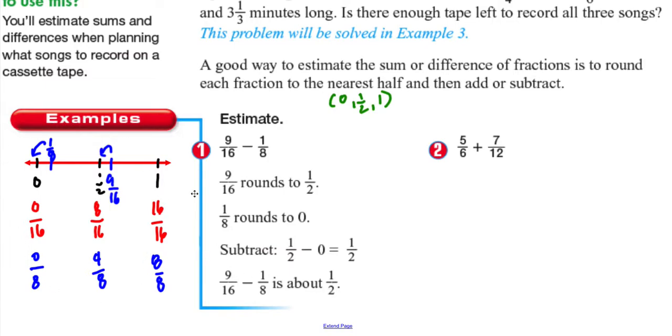It seems like a lot of work, but soon enough you'll be able to see this in your head, and that's the reason why you can round more easily. Right now we're writing it down just as a guide for you to see.